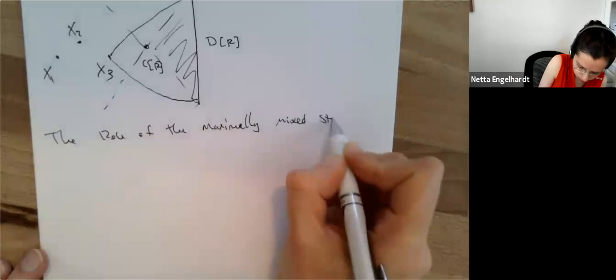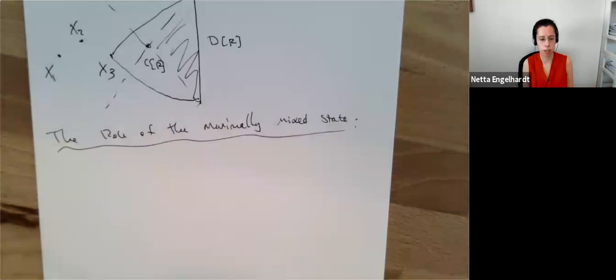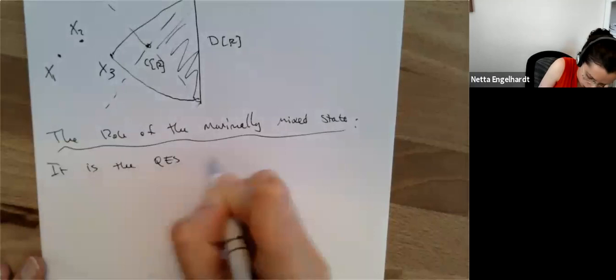So the relevant state, as you might have surmised at this point, is the maximally mixed state that gives you the correct quantum extremal surface that demarcates the region that you can reconstruct in a state independent way versus the region where the reconstruction is going to be state dependent. So it is the QES of the maximally mixed state in your code subspace.